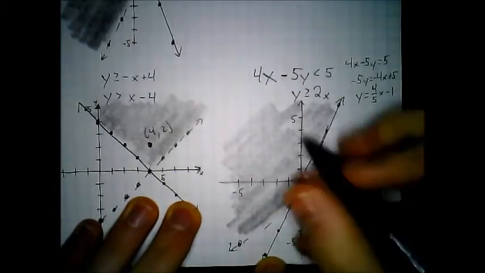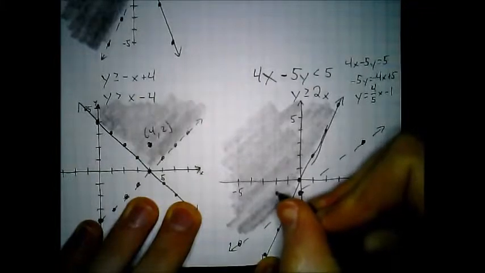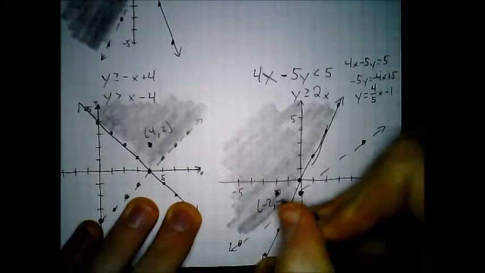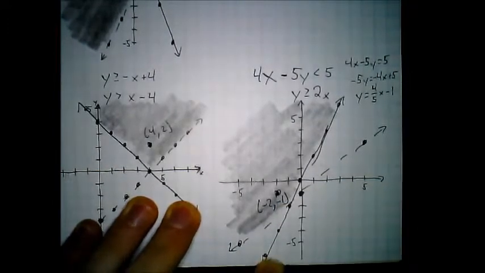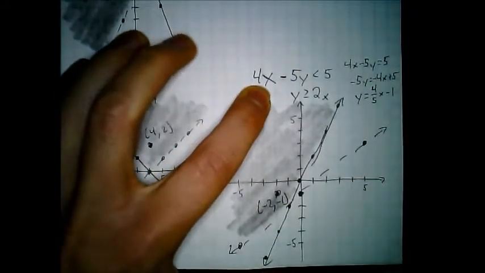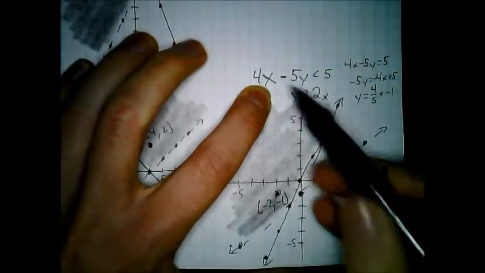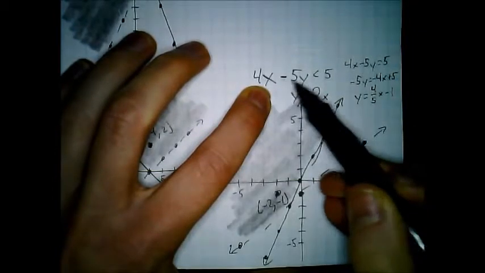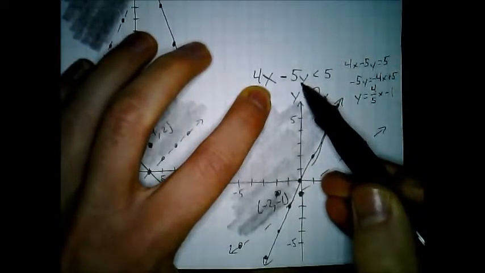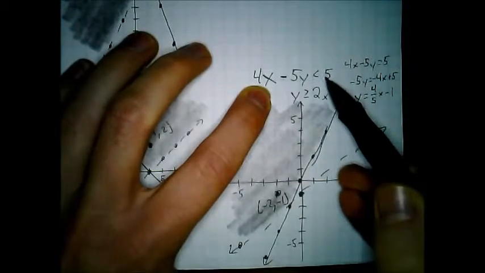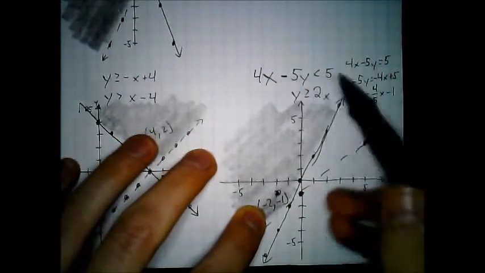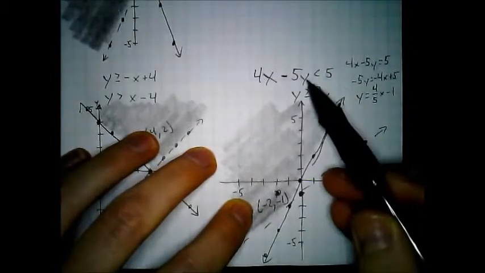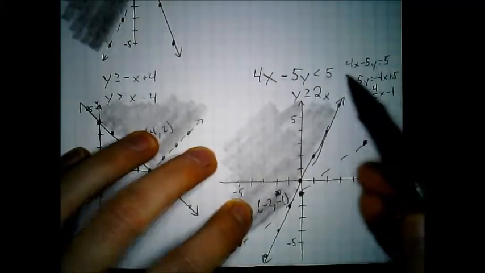Let's try the point (negative 2, negative 1). So 4 times negative 2 is negative 8. 5 times negative 1 is negative 5. Negative 8 minus negative 5 is negative 3. Negative 3 is less than 5. So good. The point (negative 2, negative 1) makes our first inequality true. Again, you're just substituting negative 2 in for x and negative 1 in for y and seeing: is this expression less than 5? It is.